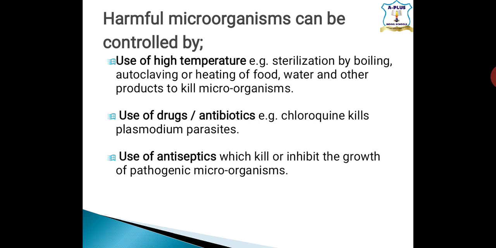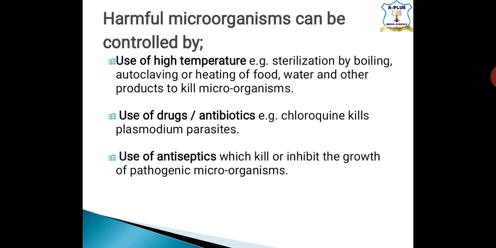Let's check it out. Use of high temperature. Most of the microorganisms cannot survive under a very high temperature, and that is why it is always advisable that you heat your food before you eat it warm. Examples are sterilization by boiling, autoclaving, or heating of food, water and other products to kill microorganisms. So if you notice that you have microorganisms in any of your places, just heat it up. The microorganisms will die.